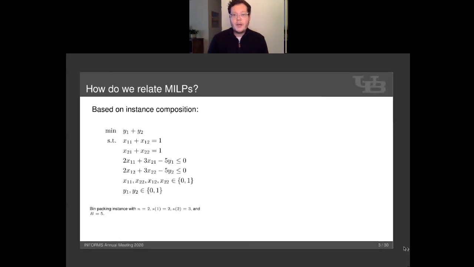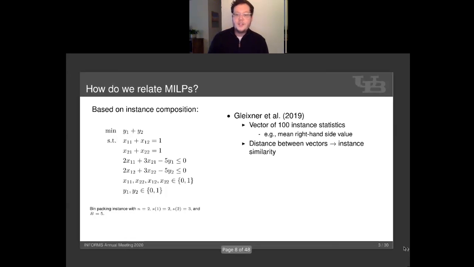When we talk about relating MILPs, we typically look at MILP instances, or realizations of an MILP formulation. For example, on the left, we have an instance of that bin packing formulation we saw on the previous slide. In 2019, Gleixner et al. introduced a method for measuring the similarity between two instances. They do this by defining feature vectors, which include 100 manually defined instance statistics, such as the mean right-hand side value among constraints. They then take the Euclidean distance between two feature vectors and use that as a measure of the similarity between the corresponding MILP instances.